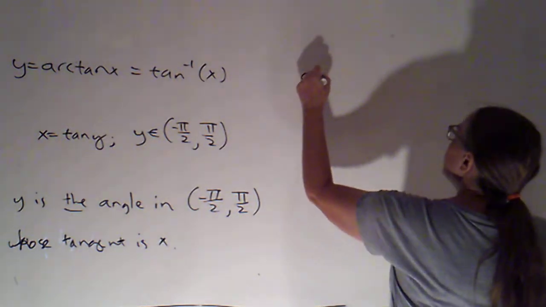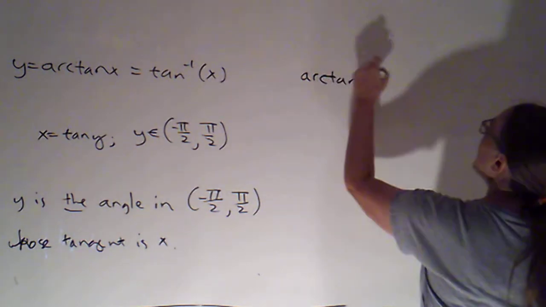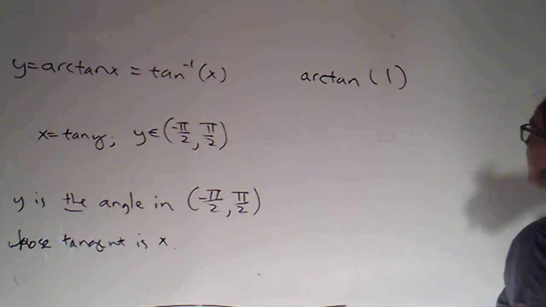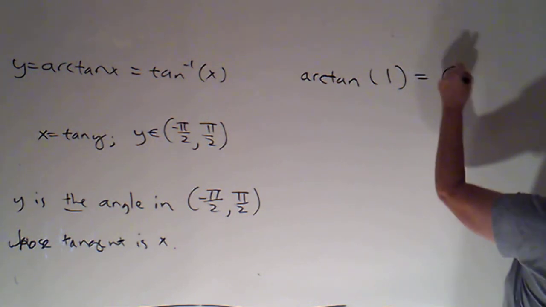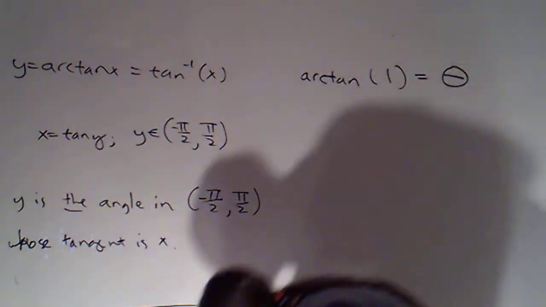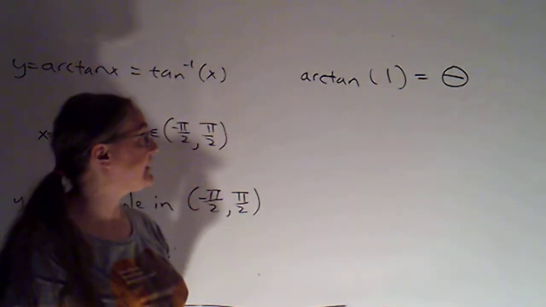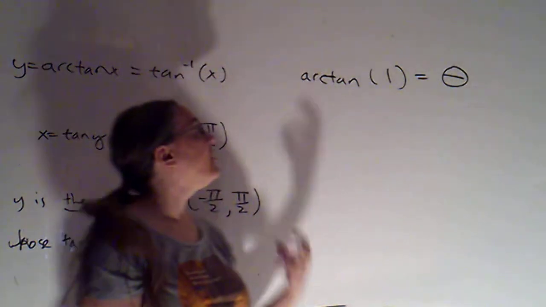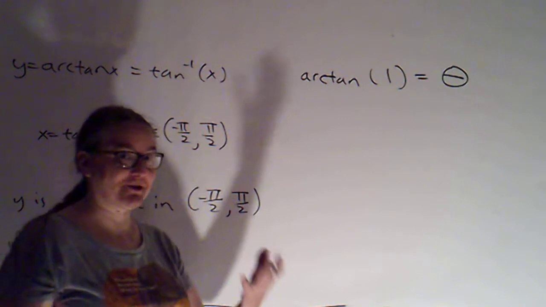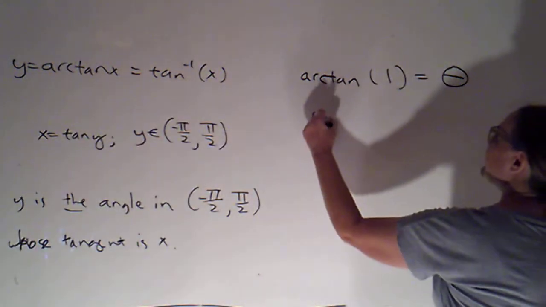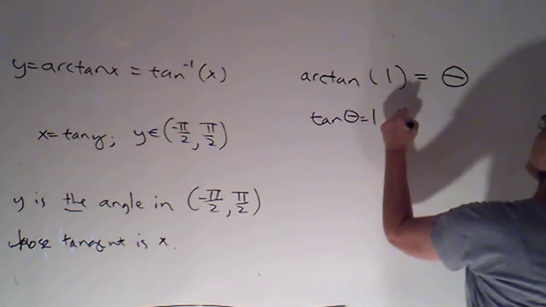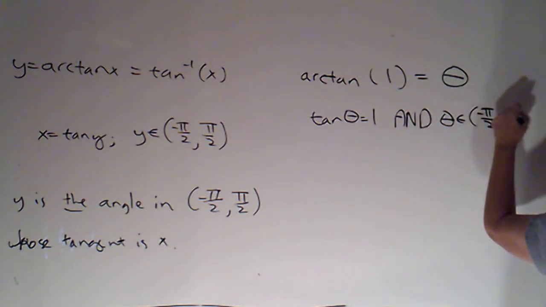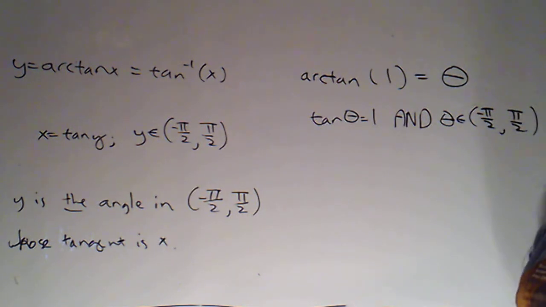So let's evaluate arctan of 1. Okay, so what I like to do is give that a name, and again, a name that makes me think angle. So I call it theta. By doing that, I create this equation so that now I can rewrite the equation with the function I'm more familiar with, which is the regular trig function. Okay, so this is telling me that tangent of theta is 1, and theta's in this interval from negative pi over 2 to positive pi over 2.